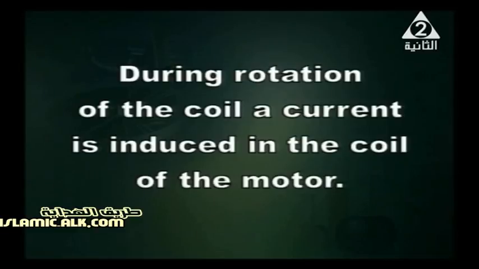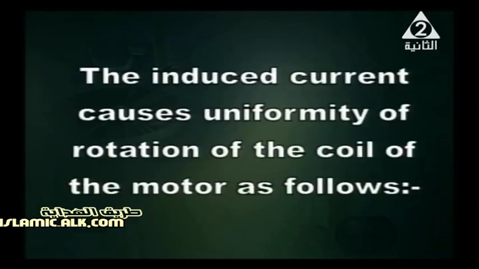So during rotation of the coil, a current is induced in the coil, a current other than the current of the battery. So we've got two currents now, current of the battery and the current induced in the coil during rotation. Okay. The induced current causes uniformity of rotation of the coil of the motor as follows.